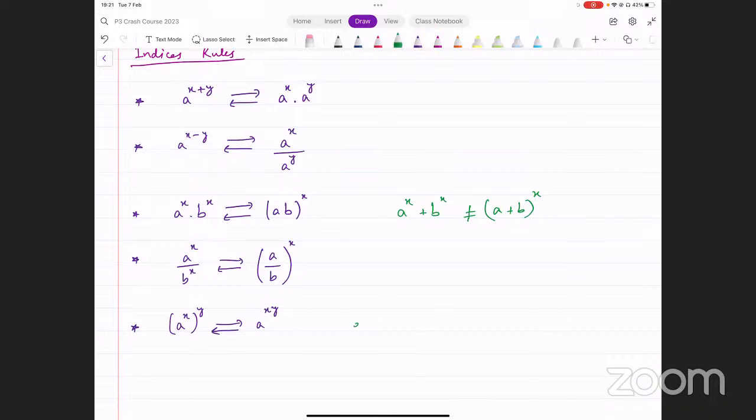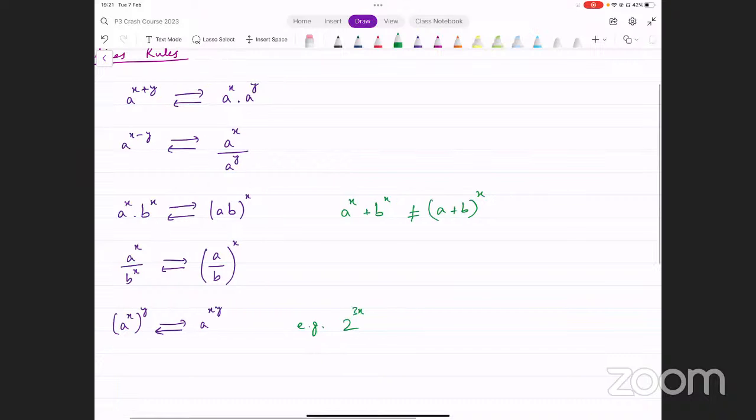How is that going to work? For example, sometimes you'll have something like this given, 2 raised to power 3x, for instance. There are two ways of applying this rule here. You could either say it's 2 raised to power 3 whole raised to power x. And what does that give you? That gives you 8 raised to power x. That's one way of using this rule.